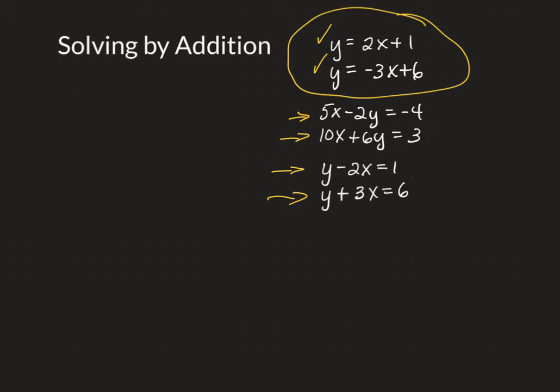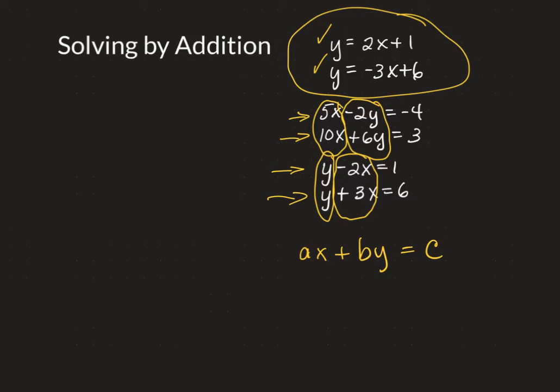But our equations don't have to be in the y equals mx plus b form in order to solve by addition. They do have to be set up so that common variables are above each other, or at least that makes this process a whole lot easier. If you write your equations with your x's over your x's and your y's over your y's, we have a general form of writing that, that looks about like this.